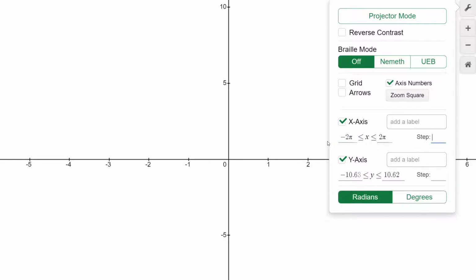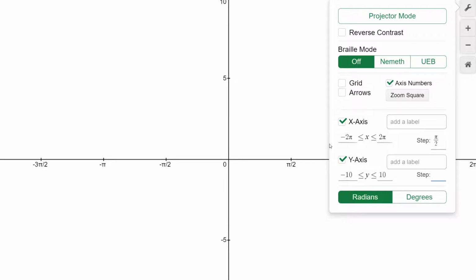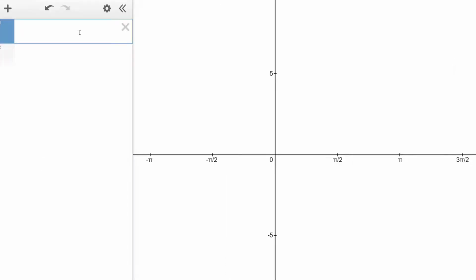But you could also label in there the x-axis. So I could say I want my step size to be pi over 2. And again, my y-axis was supposed to go from -10 to 10, but something weird happened, so let me just fix that. All right. And I don't want to bother with the thing. So now what I'm going to do is move the screen so you can see what I'm doing here.